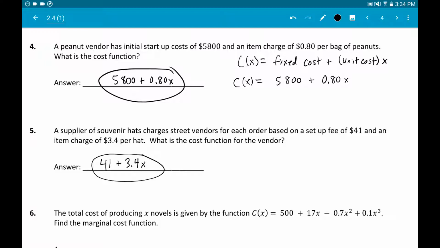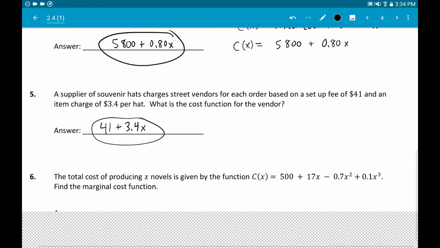Alright, so again, at least the first half of the questions on the homework are the same stuff you already did in the previous section. Okay, you finally get to some derivatives down here.